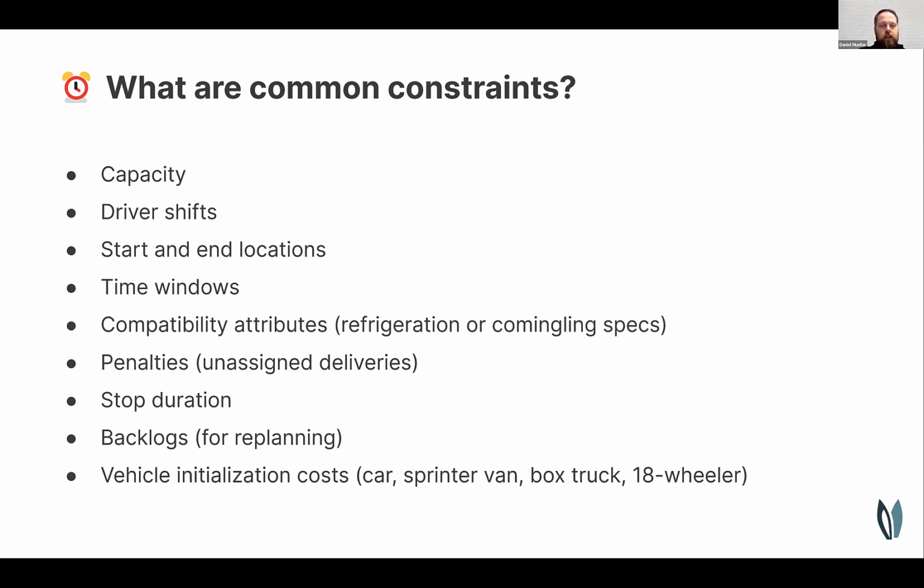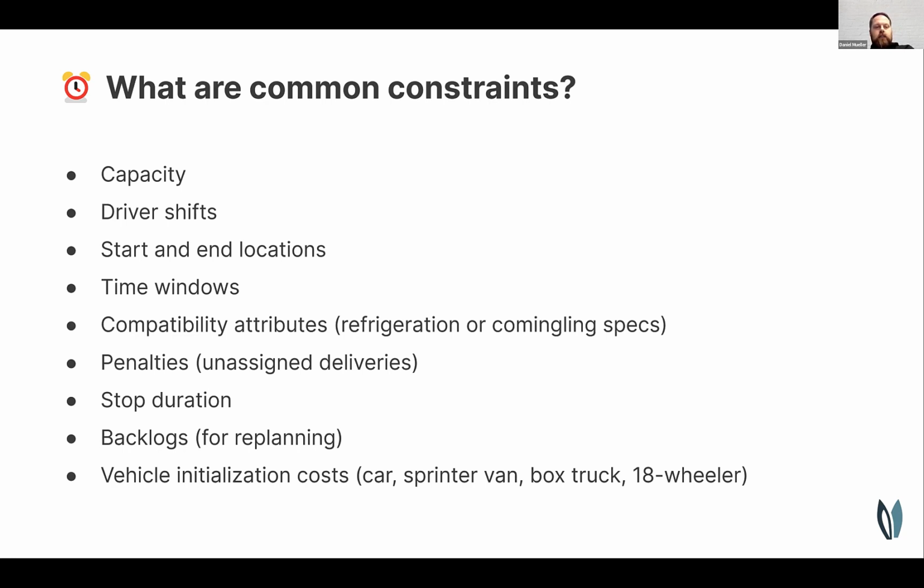We can have some penalties in our model as well. So, for example, we want to avoid unassigned deliveries, and that's what we want to penalize in our model. And also, each stop might have a different stop duration, a different service time. As you can imagine, delivering a single pallet or packing a single pallet on the truck takes a different amount of time than packing 5 pallets of something. So that's something that we can also consider in the model.